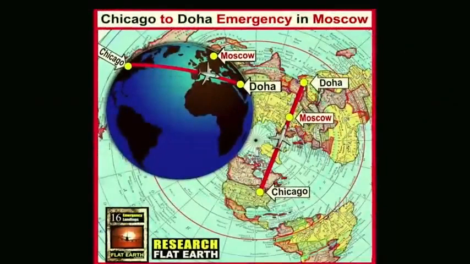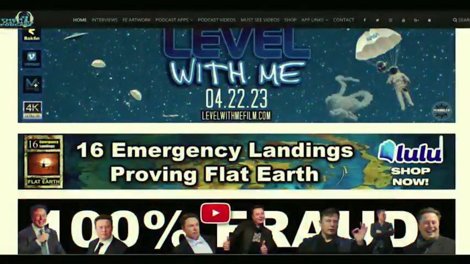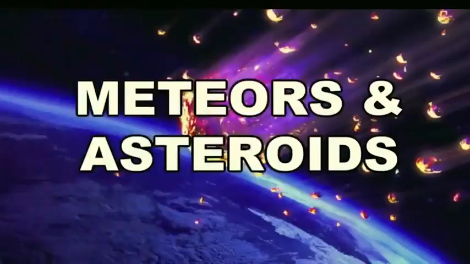All sorts of emergency landings. They go 1,000 miles out of the way. They land in Moscow, but Moscow is really on their flight path. And the times that they get to these places are impossible on the globe, but nobody wants to pay attention. Emergency landings, 16 emergency landings proving flat Earth. You can find that on my website. It's a great coffee table book.